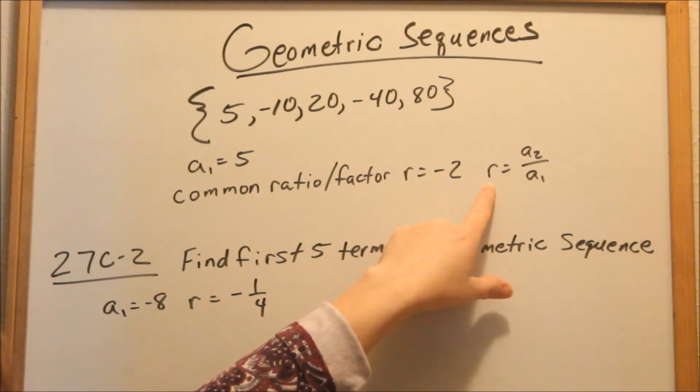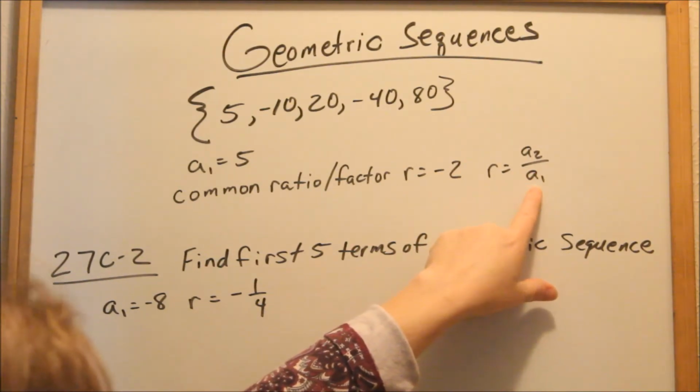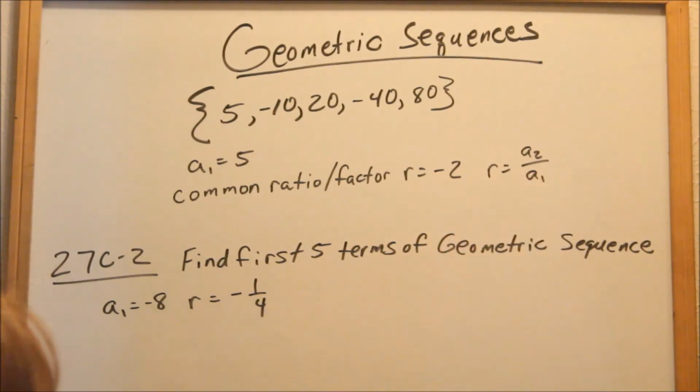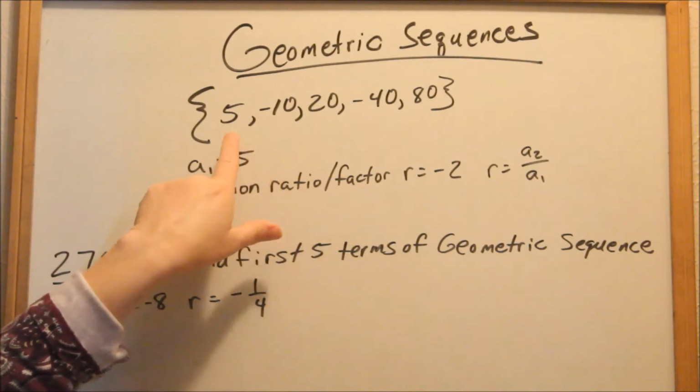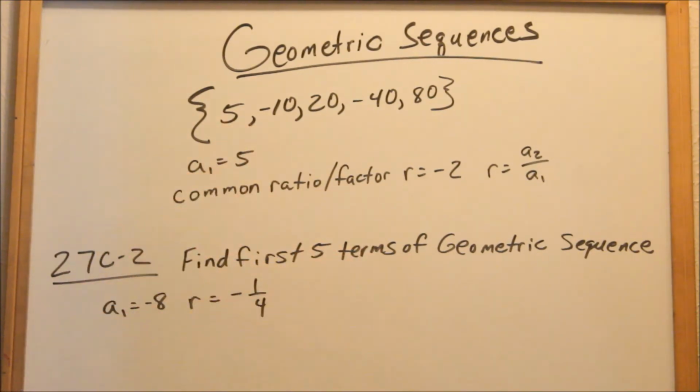The way that you can find the common ratio is take the second term and divide it by the first term. So take a sub 2 divided by a sub 1. -10 divided by 5 is -2. That's how you can determine the common ratio.